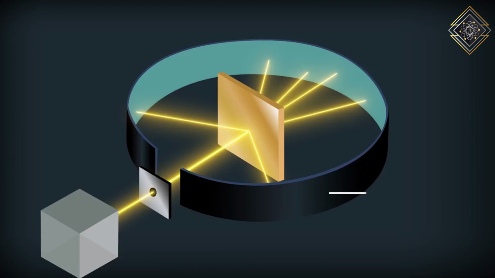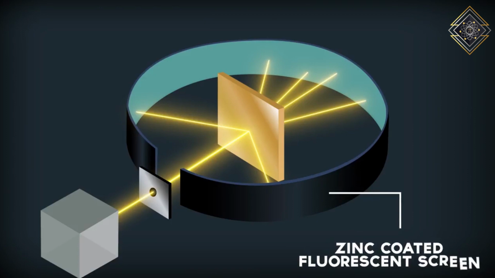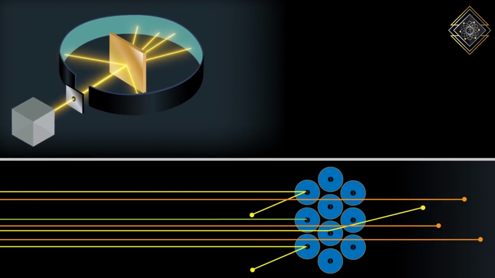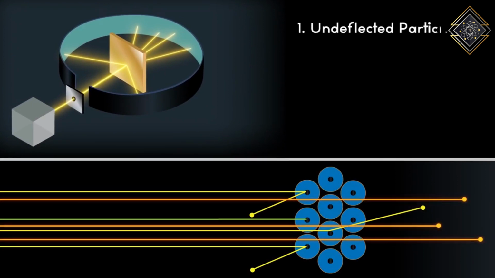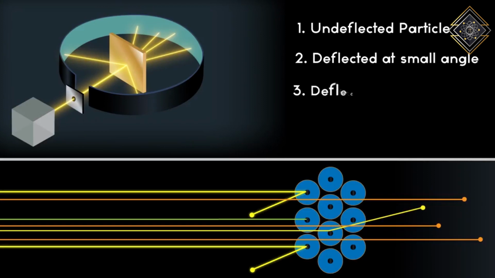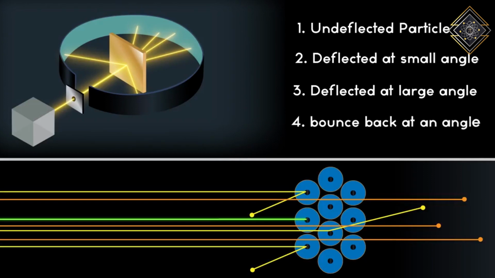The alpha particles were detected using a zinc-coated fluorescent screen. When the alpha particles strike the fluorescent screen, they produce scintillations. In this experiment, Rutherford observed that: 1. Most of the alpha particles pass through the gold foil undeflected. 2. Some alpha particles were deflected at small angles. 3. Some alpha particles were deflected at large angles. 4. Very few of them bounced back at an angle of 180 degrees.